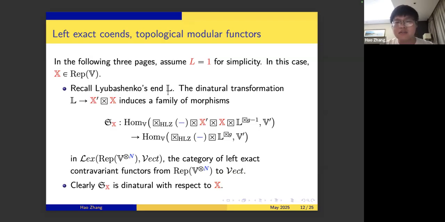Recall that we already introduced Lyubashenko's coend. TQFT people use the dinatural transformation of L to induce a family of morphisms like this. This is a morphism between two hom spaces, and the definition is quite simple. This family of morphisms is also denoted by Sx, but it is a different S. This is denoted mathfrak S_X, and the S with respect to the sewing is denoted as mathscr S_X. They are different. This is a family of morphisms in the category of left exact contravariant functors from rep V tensor n to the finite dimensional vector space category. And it is easy to see that this Sx is also dinatural with respect to X.